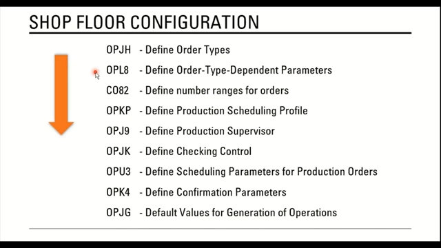So in this slide, we'll be discussing the sequential steps that we have to follow while performing the configuration for the shop floor parameters or the production setup. So it first starts with the creation of the order types. This object mainly discusses the type of the production order or the process order that we have to configure in the plant.